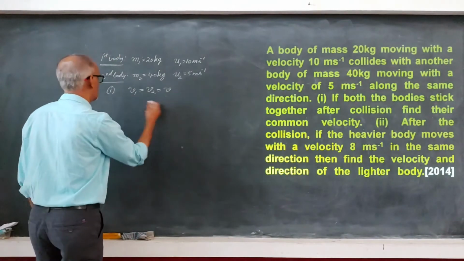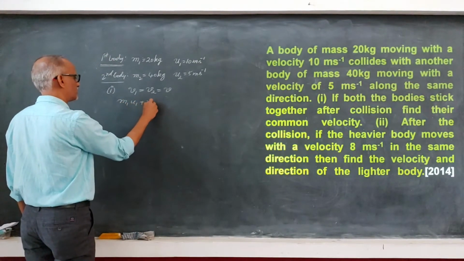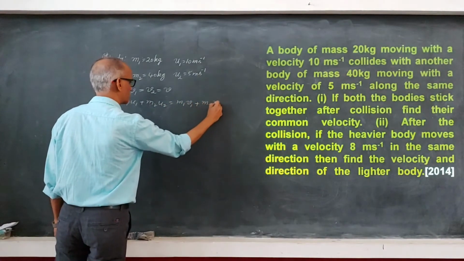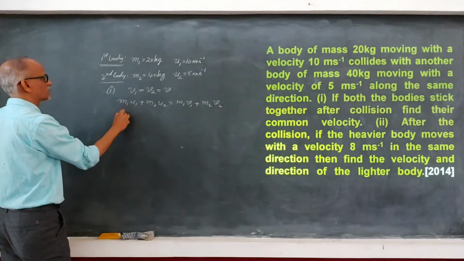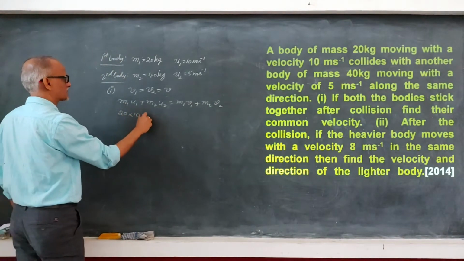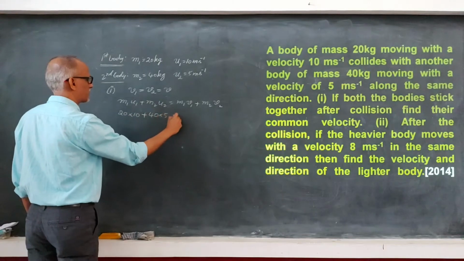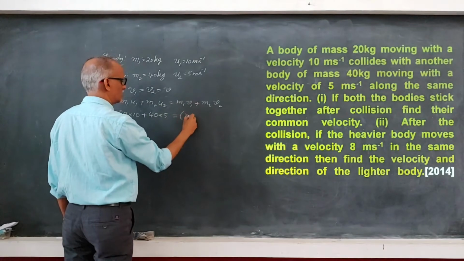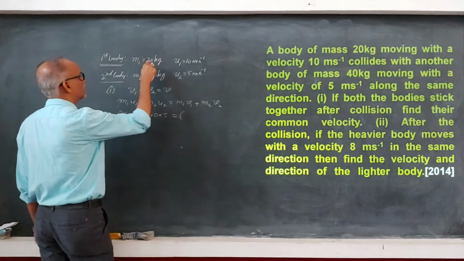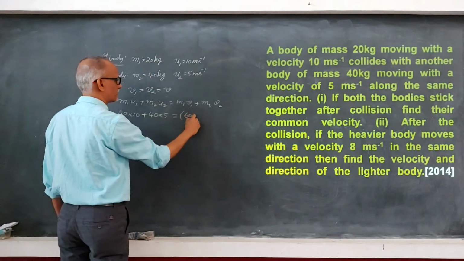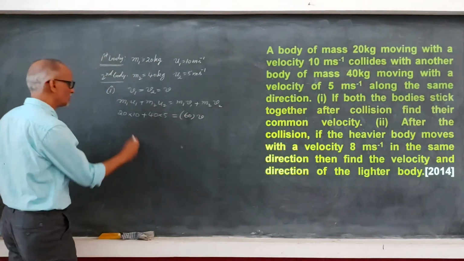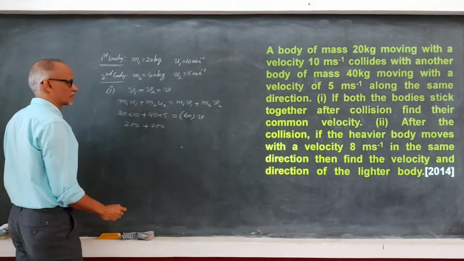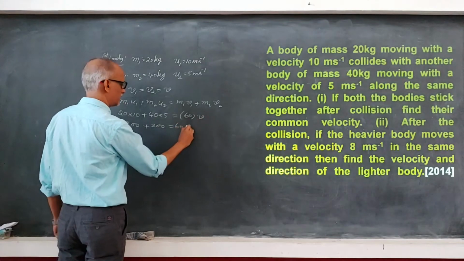I'm going to use the formula m1 u1 plus m2 u2 is equal to m1 v1 plus m2 v2. So m1 is 20 and u1 is 10, plus m2 is 40, u2 is 5. Here v1 and v2 are equal, which is v. It's common for both. So write m1 plus m2, which is 20 plus 40, that is 60, into v, which is common. So this is 200 here, this is another 200, that's equal to 60 into v.